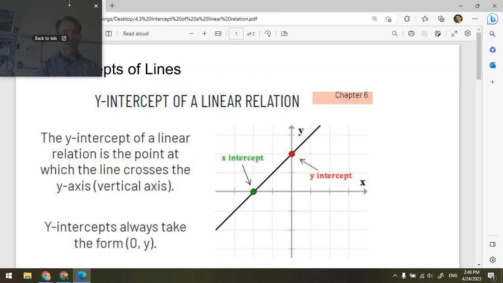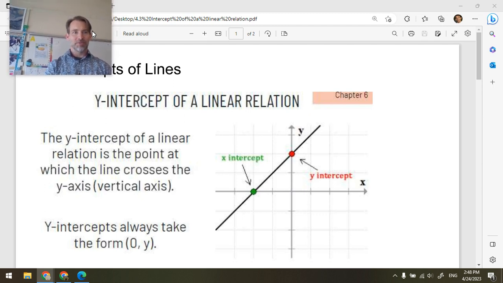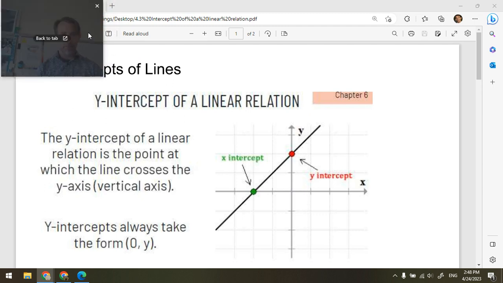And today we're looking at the intercepts of lines. This is topic 4.2, intercepts of lines. Ignore that 3.2. You know me and numbers.